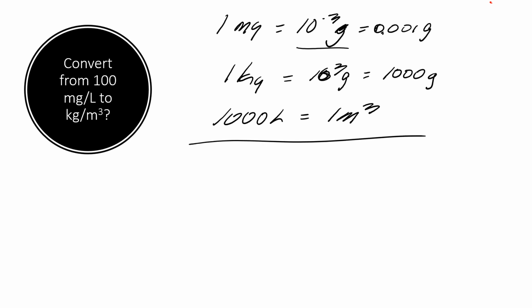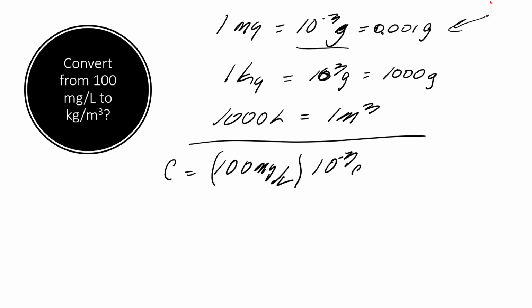Now we have, I'm going to say it's a concentration, I'll just use the letter C, equals 100 milligrams per liter. Now we're going to use our conversion factors. So the first thing we're going to do is make it into grams per liter. So we're going to use this first conversion factor up here. We're going to say 10 to the negative third grams per milligram. And then, so we're in grams, but we actually want to get into kilograms, right?